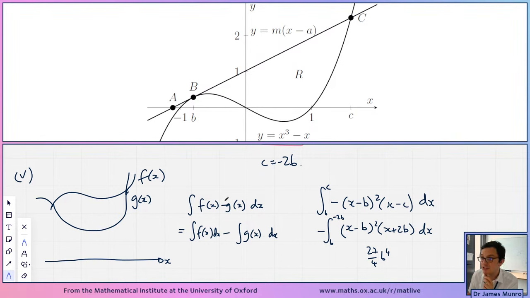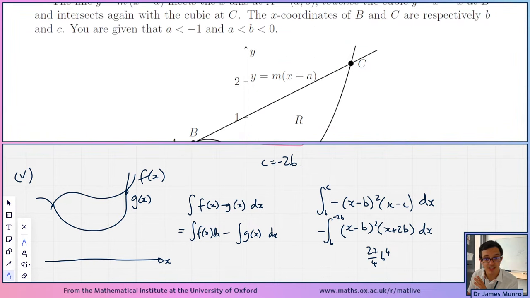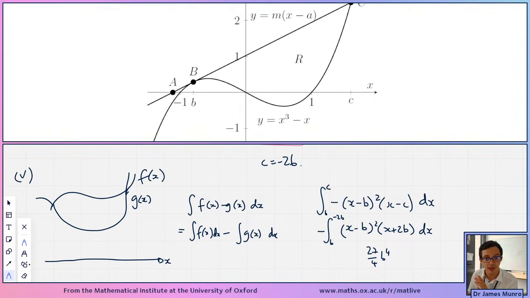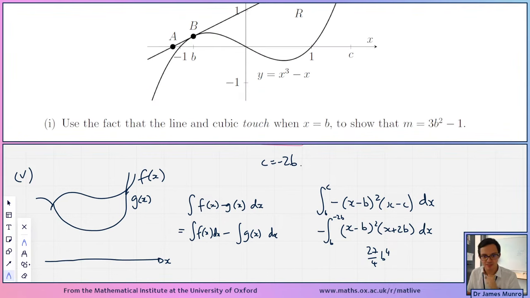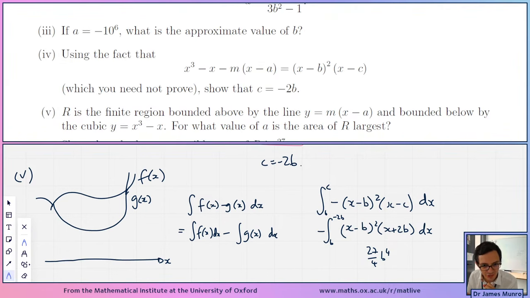How do I get f of x and g of x? So the f and g on the left are my general picture. For this particular problem, f of x is the line mx minus a, and g of x is that cubic, x cubed minus x. So I didn't write that down, but I should have written down mx minus a, close brackets, minus x cubed plus x, which is literally the thing on the left of that expression, with a minus sign.